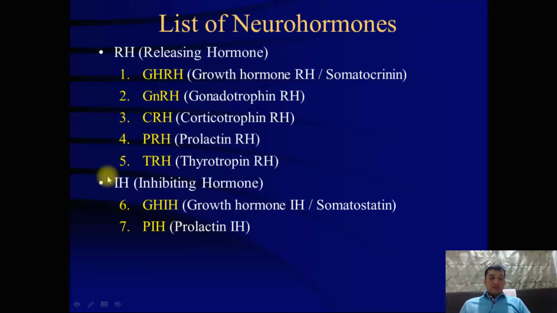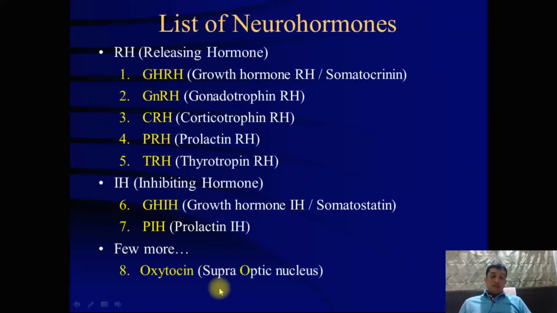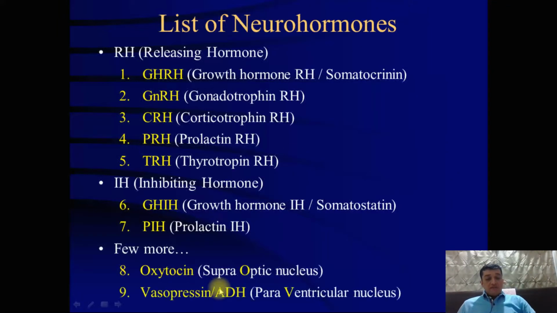So this is regarding RH and IH. A few more definitely you need to put in this category of neurohormones which are released from the hypothalamus, and that is nothing but oxytocin and vasopressin.